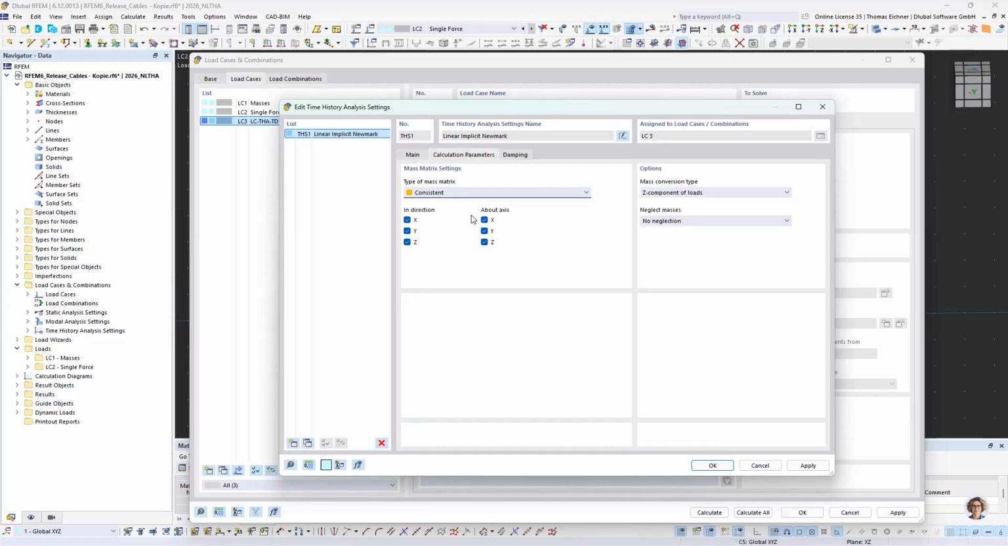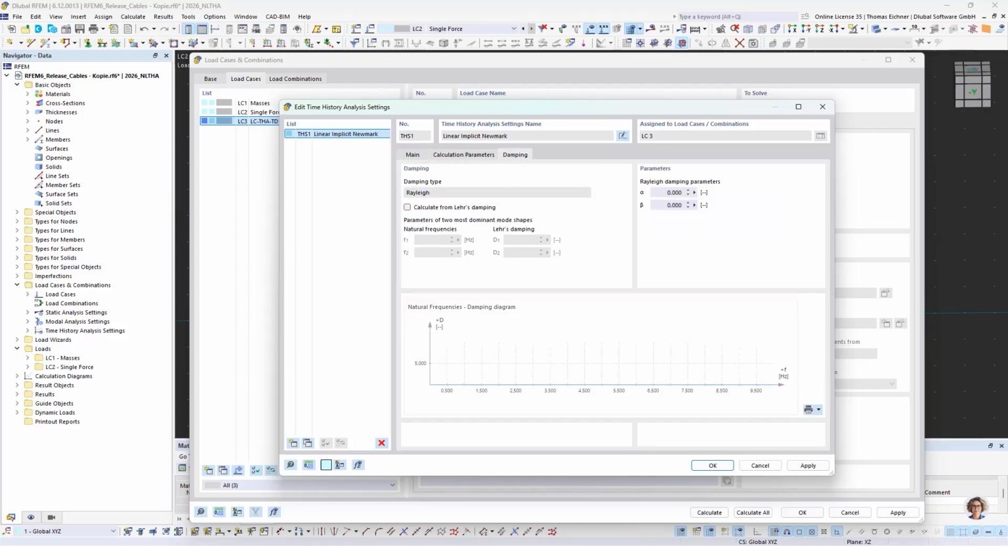For the calculation parameters, I don't really care about the rest. We will only go for the x direction here, and that's all. We can stay with the consistent matrix, even though it wouldn't make any difference with the diagonal in that case. Then we will go for the damping. The damping, well, I just selected. There's not too much physical meaning behind it, but I can try to get a physical meaning out of it.